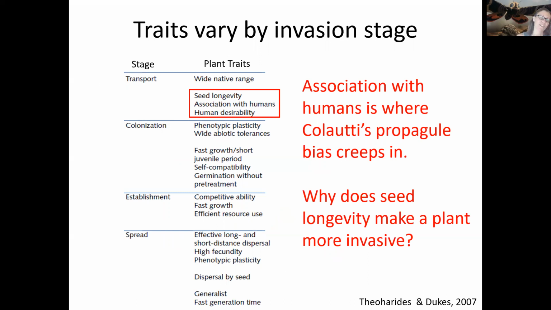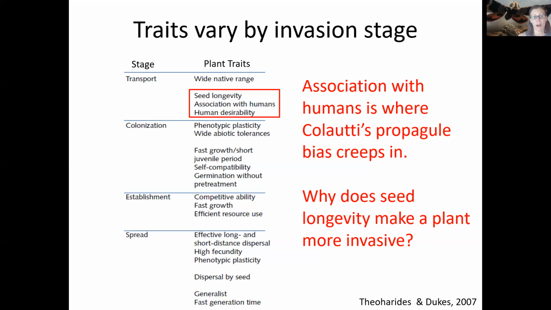Another thing that's worth thinking about in terms of traits, which I think is really fascinating, is that your traits are going to vary through the different stages of invasion. The traits that would help you survive transport from one place to another might be very different from the traits that are going to help you spread and have impact once you arrive. So this makes it really hard to figure out what traits make a species invasive, because it depends which stage you're looking at.